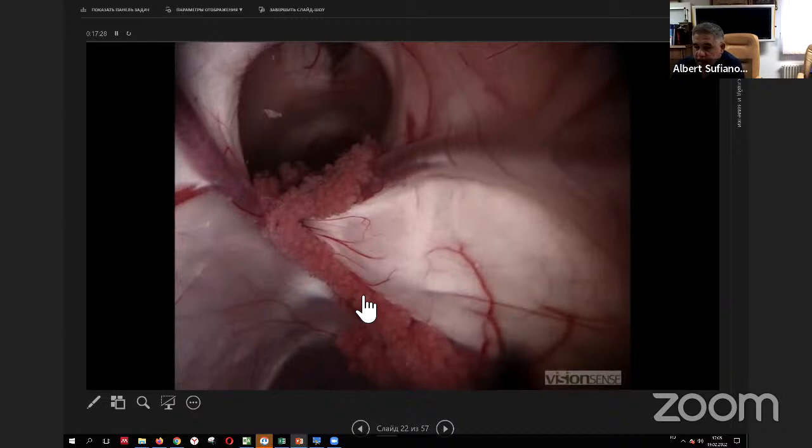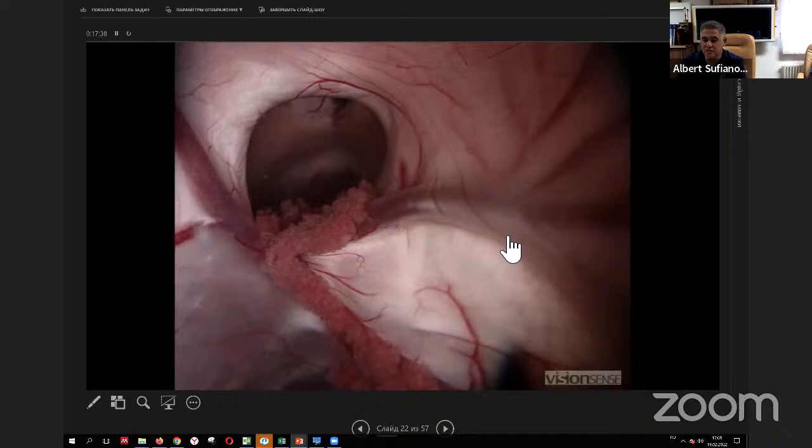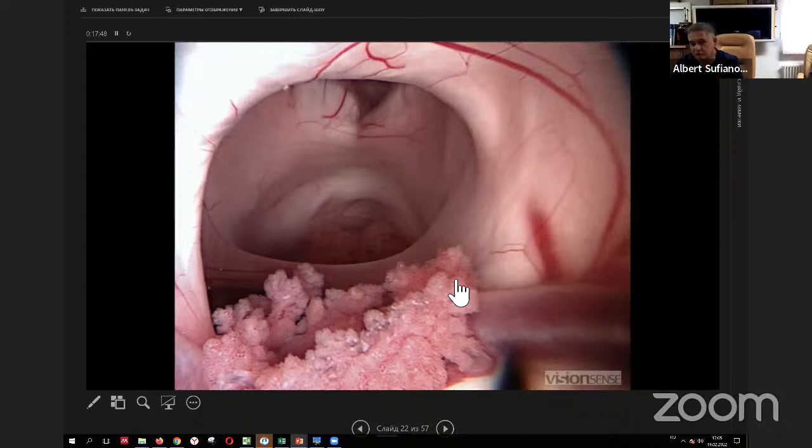You see the advantages of the 3D neuroendoscopy. How wide is the view angle of 3D endoscopy compared with the standard 2D? You see a very wide angle, very good quality.